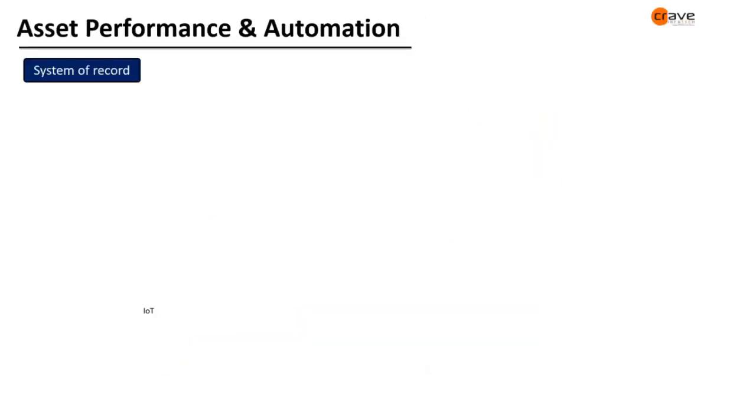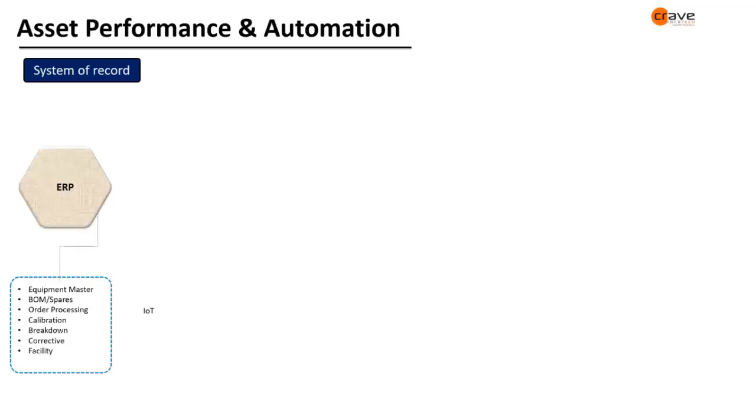So this is basically how the journey starts. First we want to capture equipment master, BOM, order processing, calibration, right? And all of that is why we go to the ERP. And that's where SAP comes into the picture.